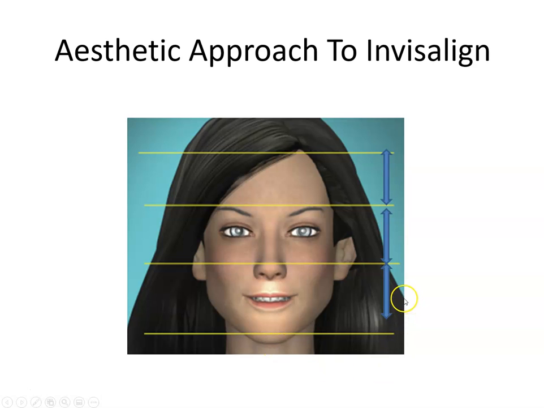The key important thing here is not to look at these lines, but to realize that if we were to measure the top, the middle, and the bottom, if the bottom would be too long compared to all the other layers, then what we would need to do is maybe bring the teeth in the back in, and that would bring the chin forward up a little bit, and that would create harmony.